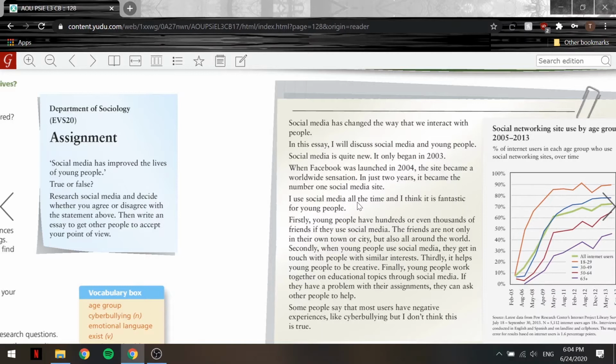"Firstly, young people have hundreds or even thousands of friends if they use social media." First of all, you need a topic sentence here to introduce this paragraph. One more thing is you gotta support, like I said, your thesis with facts about the number of users. So, "have hundreds or even thousands of friends": again, you gotta give me more facts about the number of users on Facebook. Even add a quote or something from someone that works at Facebook. Again, like I said, this is a persuasive essay, so I'm trying to persuade someone to change their point of view. All right, what else?